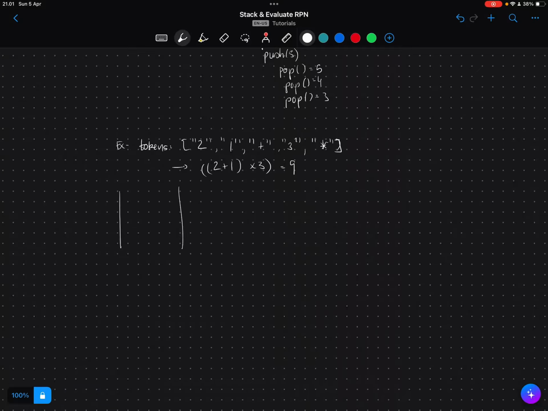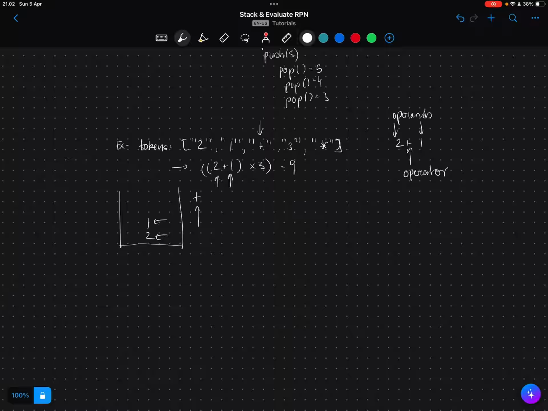But the idea is, if you have a container and you put 2, then you put 1, and then you encounter the plus sign. Now what do you do with the plus? You do it with the 2 and the 1, so the two elements at the top of the stack. When we encounter an operator, we need its operands. By the way, this is what I mean by operators and operands: this is called the operator, and these are called the operands.